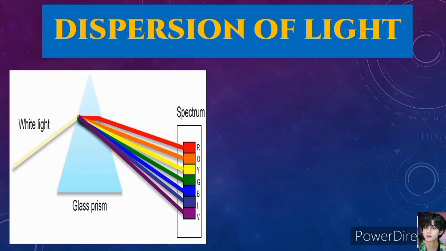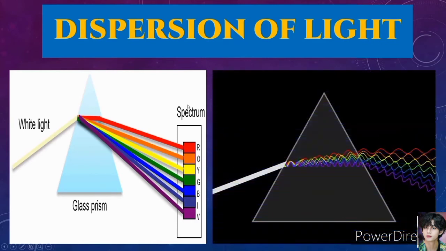Also, when white light is passed through a glass prism, it splits into its spectrum of colors in order: violet, indigo, blue, green, yellow, orange, and red. And this process of white light splitting into its constituent colors is termed dispersion. And the example for dispersion of light is seen in the second picture also.